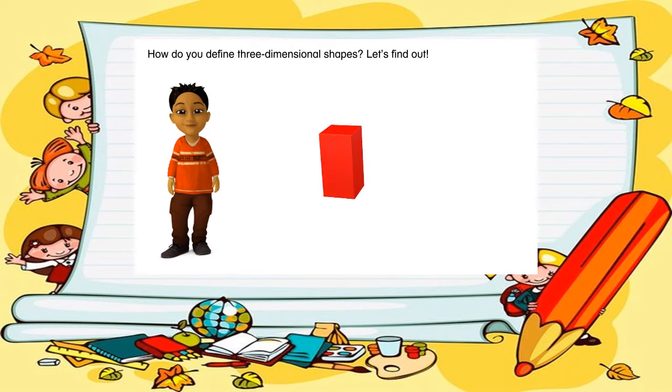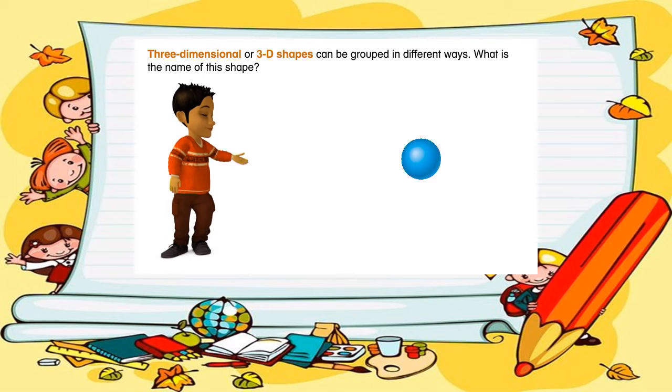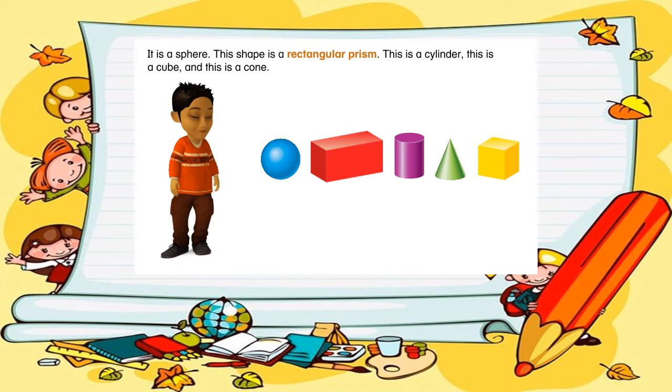How do you define three-dimensional shapes? Let's find out. Three-dimensional or 3D shapes can be grouped in different ways. What is the name of this shape? It is a sphere. This shape is a rectangular prism. This is a cylinder. This is a cube. And this is a cone.